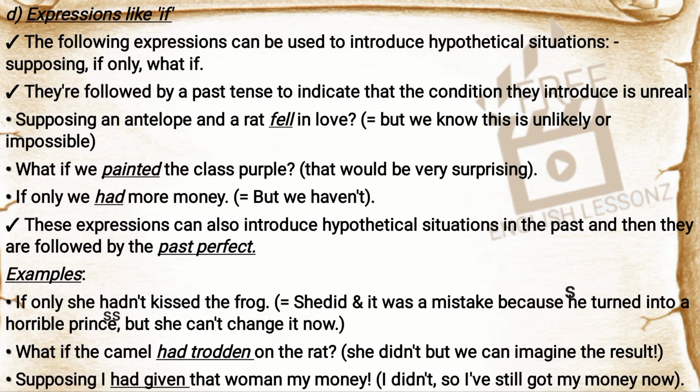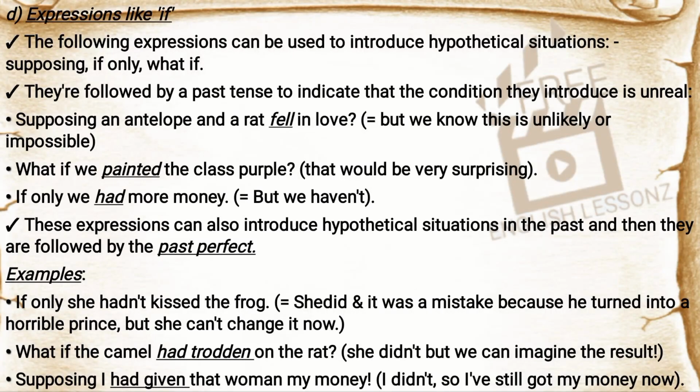Equals she did, and it was a mistake because she turned into a horrible princess, but she can't change it now. What if the camel had trodden on the rat? She didn't, but we can imagine the result. Supposing I had given that woman my money. I didn't, so I've still got my money now.